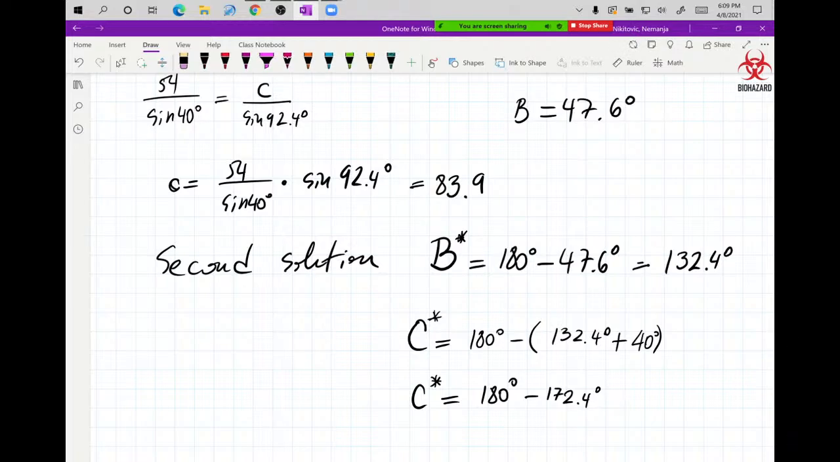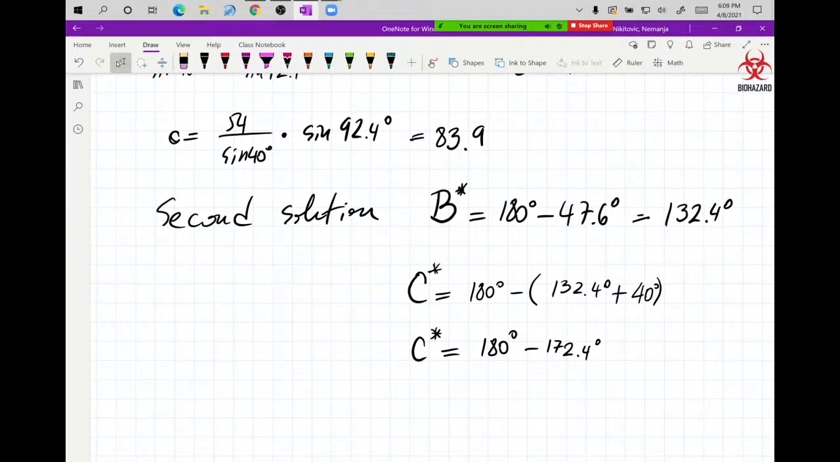So 40, 3 plus 4 is 7, everything else stays the same. All right, so now I subtract this and I come up with the C star, which is equal to 7.6 degrees. So that's the second set.